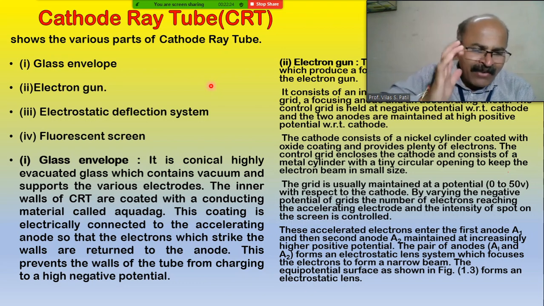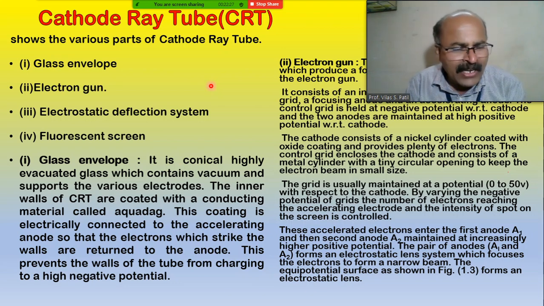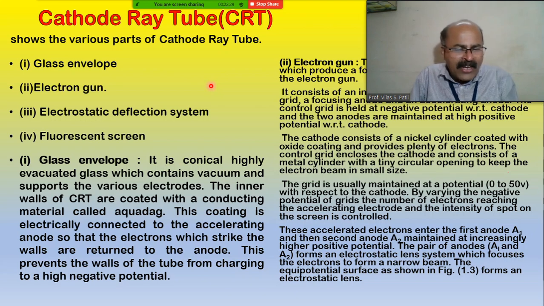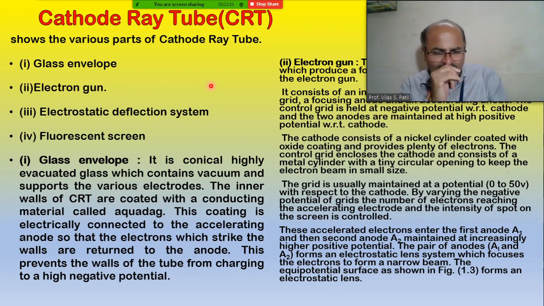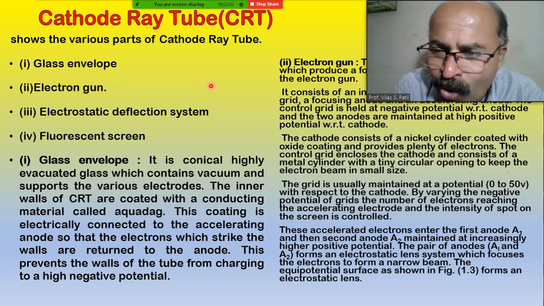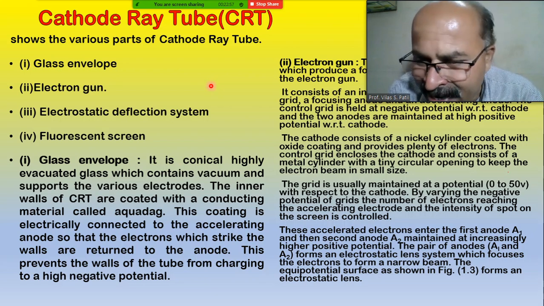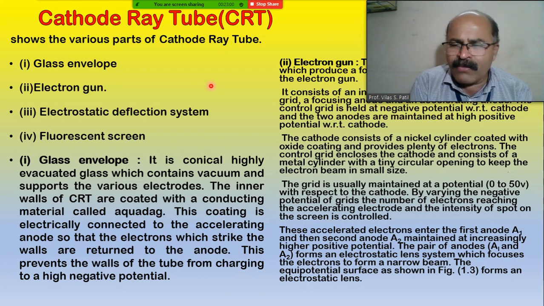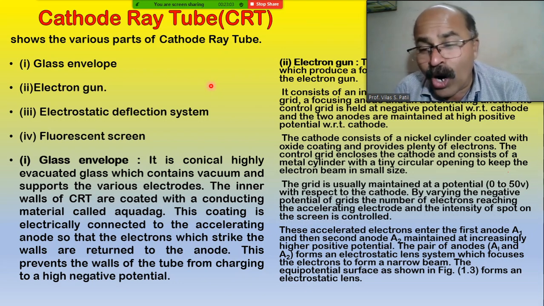The envelope is conically shaped, highly evacuated glass which contains vacuum and supports the various electrodes. It is a conical-shaped glass, evacuated, with no gas inside. It will be made of hard glass, and hard glass is used to make it shock proof and also to give support for the various electrodes which are placed inside the CRT. That is the basic function, the basic role of this tube.